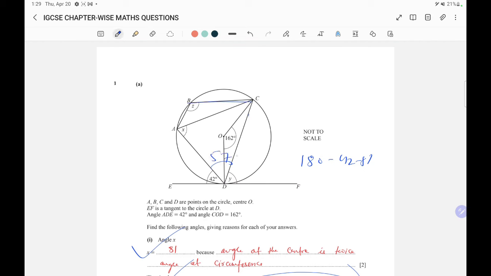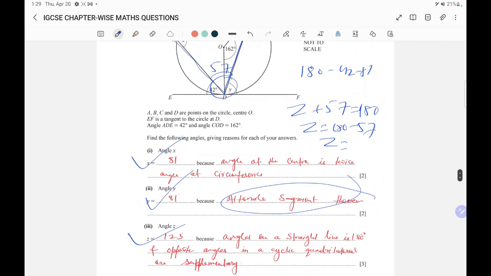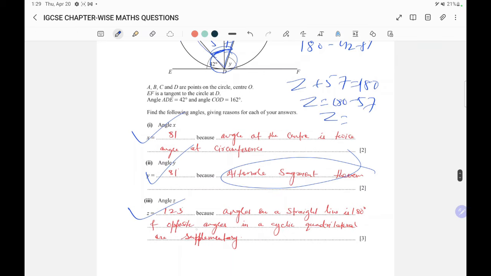But if you observe, then this is a cyclic quadrilateral. So this angle and this angle should be 180. So z plus 57 is 180. Z is 180 minus 57. So 180 minus 57, how much, guys? 123. Okay, so z is 123. The angles in a straight line is 180. First reason, because we need to get this. And the opposite angles in the cyclic quadrilateral are supplementary, that's 180 degrees. This is for 3 marks, okay?